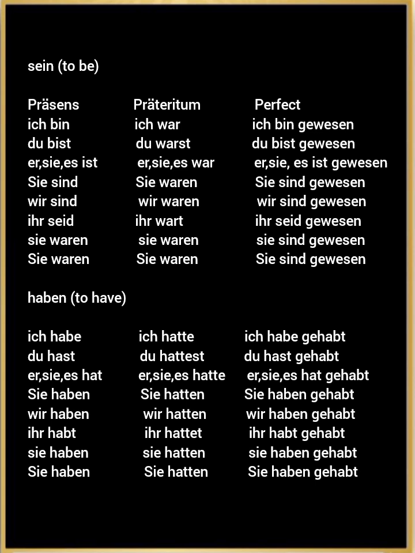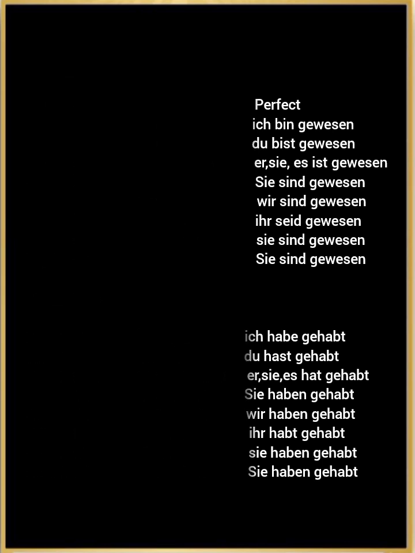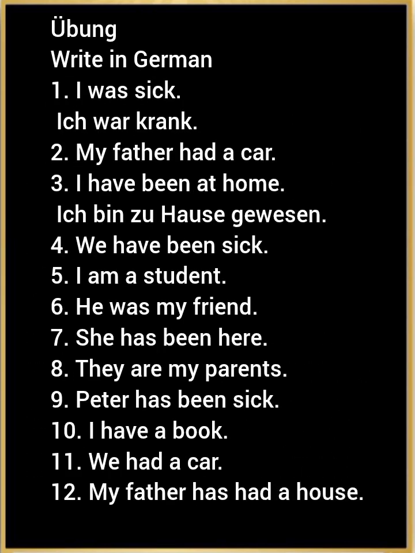Now that you've seen the full table showing sein and haben in present, past, and perfect, we would like to use that knowledge in the following exercise. Pause here, try translating these sentences, and then come back and mark. Write in German: I was sick. From the table, was is war. Ich war krank.